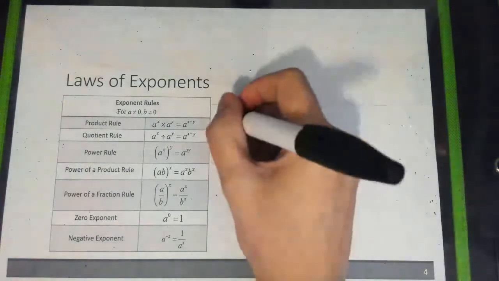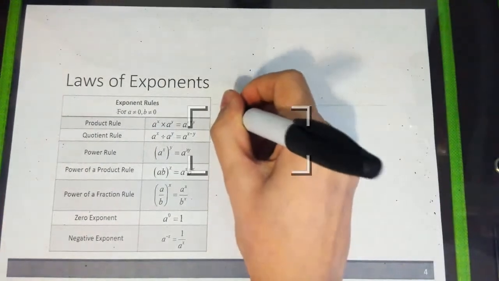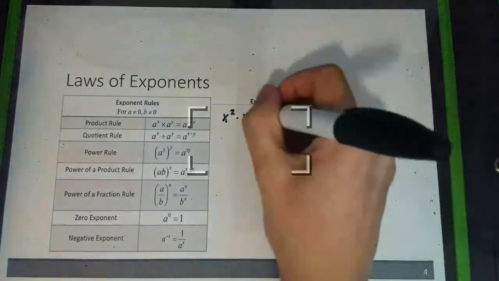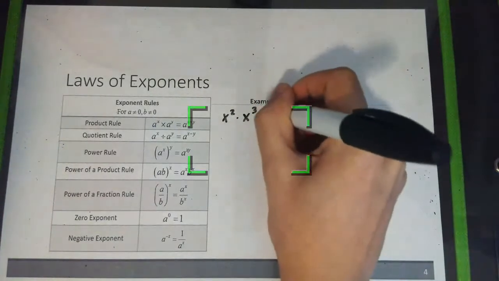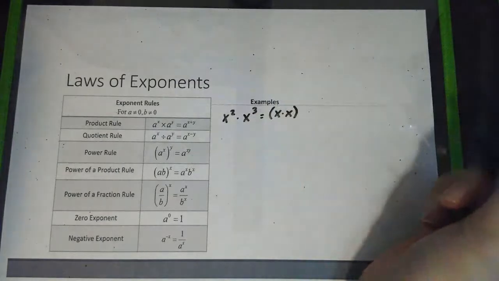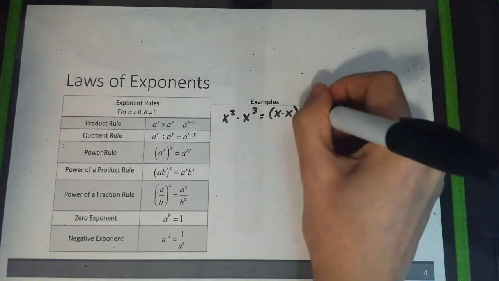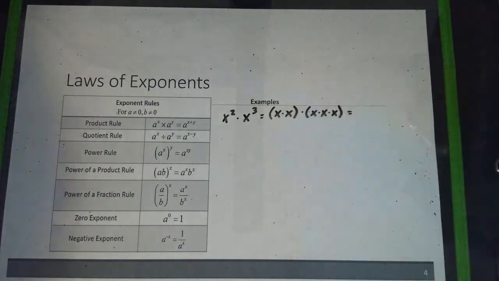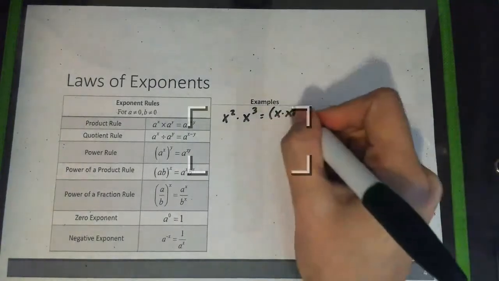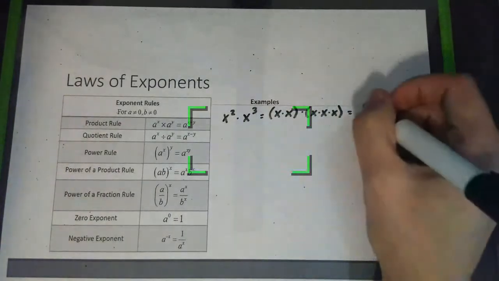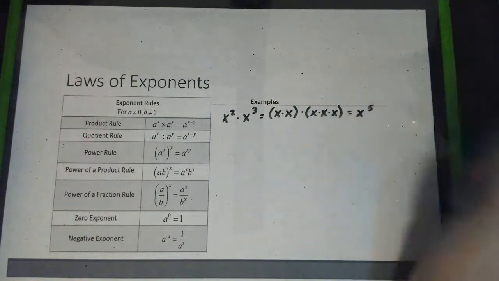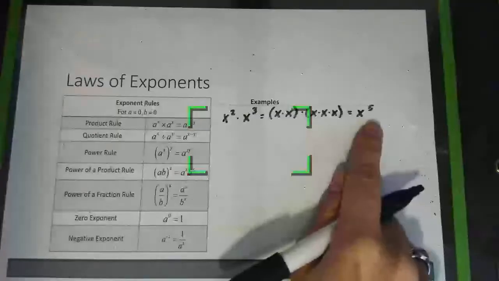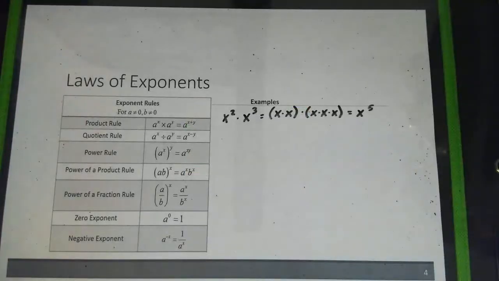So for example, if we have x squared times x cubed, well, x squared is x times x. We want to multiply that by x cubed, which is x times x times x. If I multiply those all together, I have 1, 2, 3, 4, 5 factors of x. So that's x to the 5th power. And you can see that if we add the exponents like the rule says, we get to that place as well.